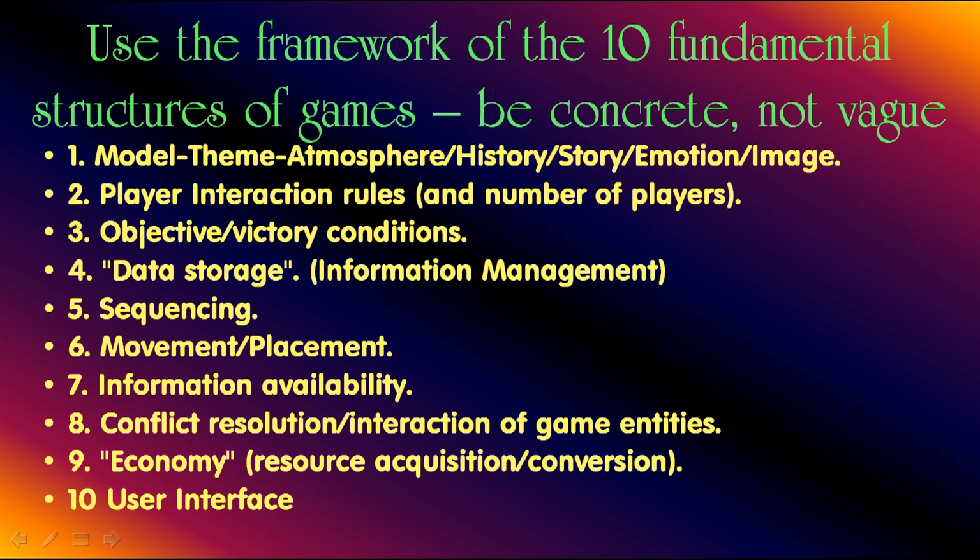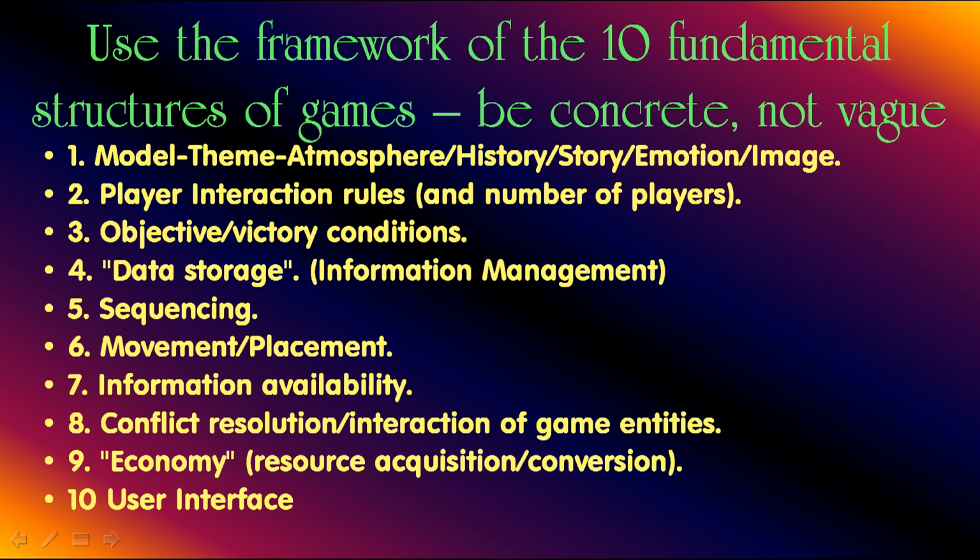Now, I've developed a framework of 10 fundamental structures of games. It was 9 for a long time, and I've added user interface. And I think you should go through lists like this and make decisions so that you're concrete and not vague. For example, 3. Objective victory conditions. You need to decide how somebody's going to win the game or succeed at the game. Don't leave that out. Don't say, oh, it'll take care of itself.